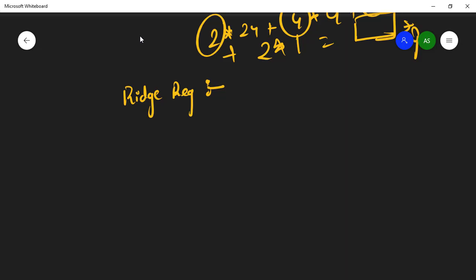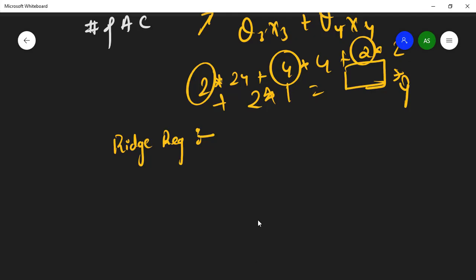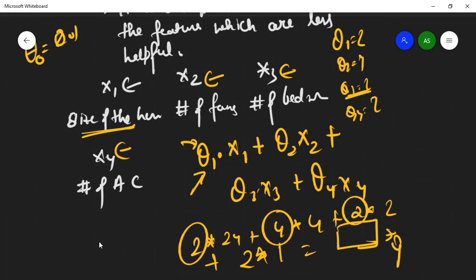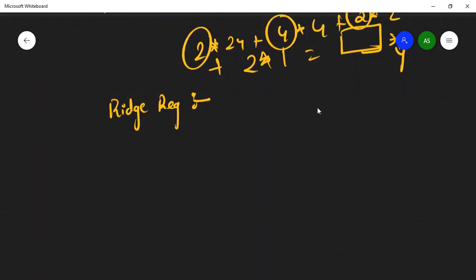So again, here we have theta 0 also. Here we have theta 0 times x0, just a bias term, because x0 is always equal to 1. So in ridge regression we add a regularization term. So here's what I mean.